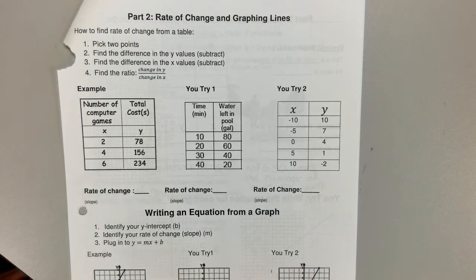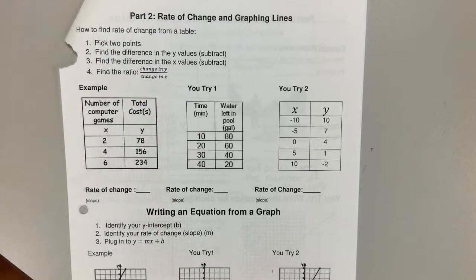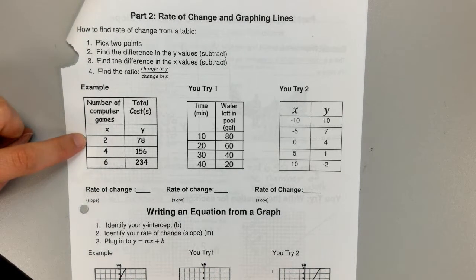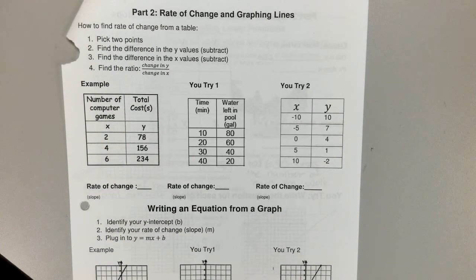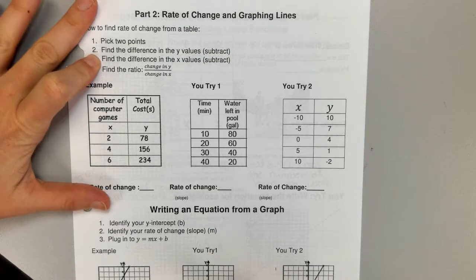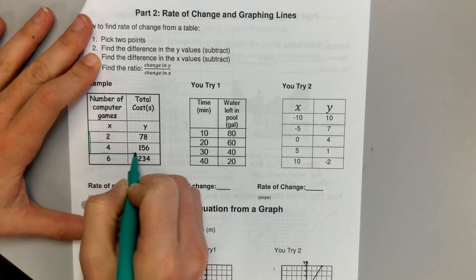Okay. The next topic we're going to cover is rate of change in graphing lines. So instead of having a scenario, this is just like tables and graphs. So if I have a table, these are the steps on finding the rate of change. My first job is to pick 2 points. You can pick any 2 points that you want. I'm just going to pick the first 2.